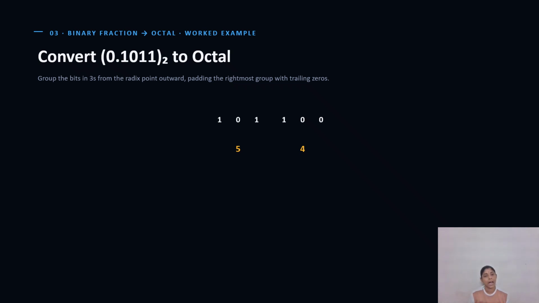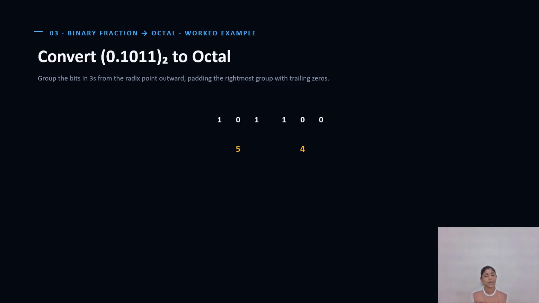What do you remember? After the radix point, the first value is the highest value. You can write it as minus 1. The next value is minus 2, then minus 3, then minus 4. So you have to do the grouping from the radix point outwards. In the integer part, you do the grouping from the radix point to the left side, but here you do it from the radix point outward. Here also, if you have some shortage in the group, you have to append zeros.